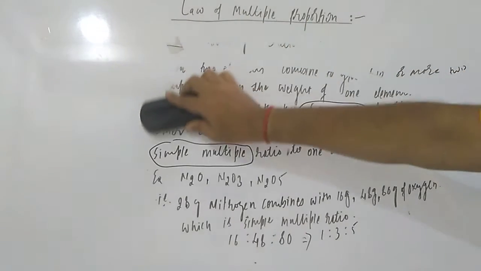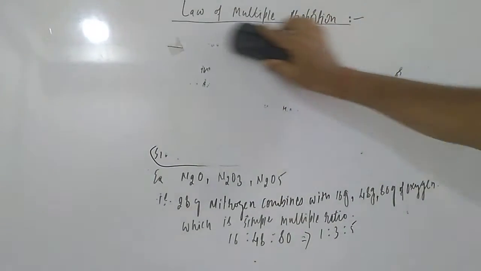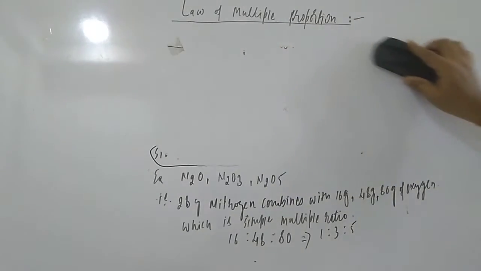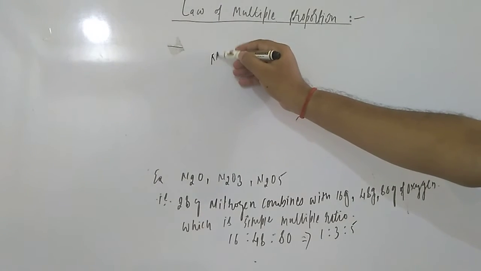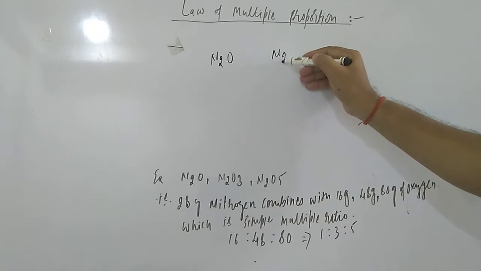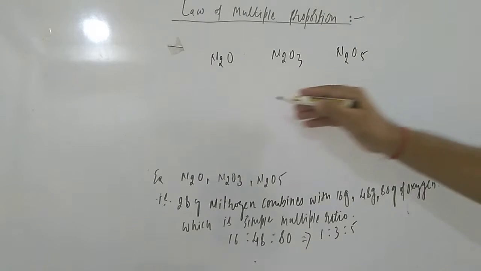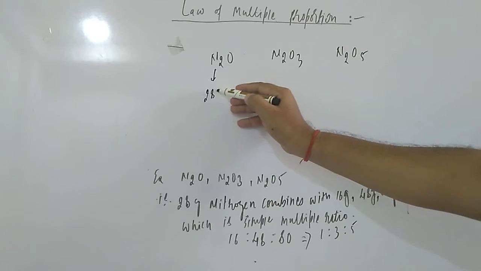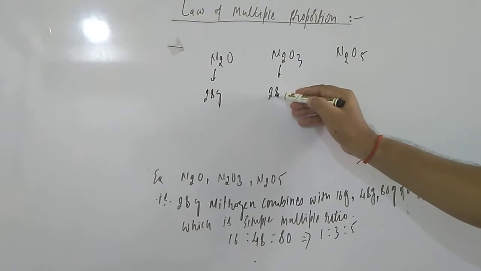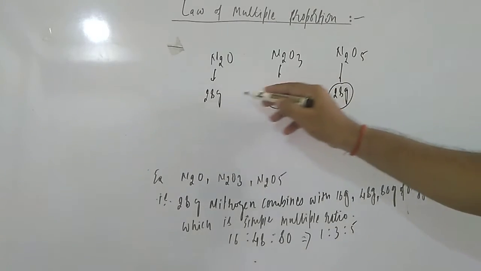So when these elements combine, then in the product you will find a simple whole number ratio of the element by mass. Now I am giving one example, that is N2O. Then I am having N2O3, and then N2O4, N2O5. Now you see, student, what is the mass of nitrogen? Nitrogen mass here is 28 gram, here also 28 gram. In all these places, one element's mass is fixed.